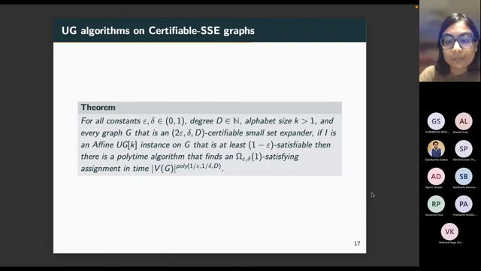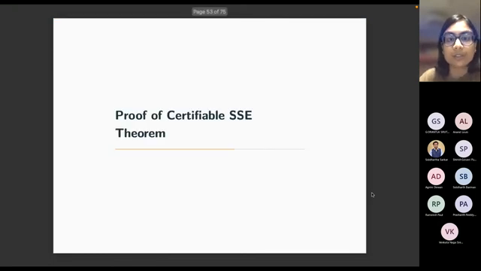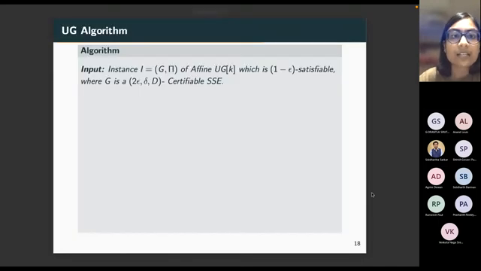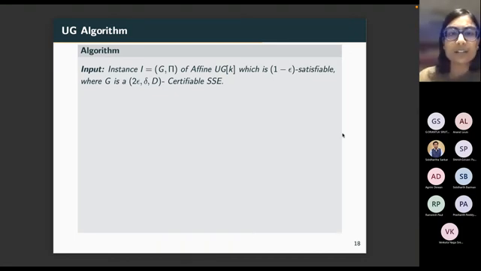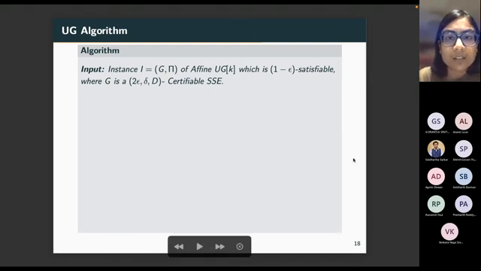Okay, if the theorem statement is clear, I will go to some ingredients of the proof. Firstly, let me describe the algorithm. This is the algorithm for certifiable small set expanders. The Johnson algorithm is slightly more complicated. It's a kind of recursion, and I can discuss it more at the end of the talk.